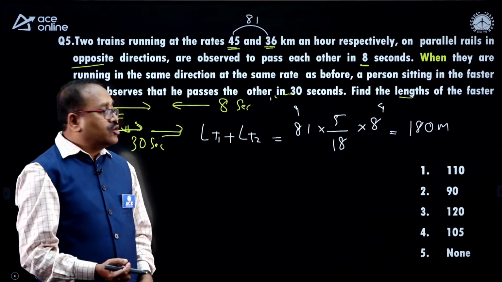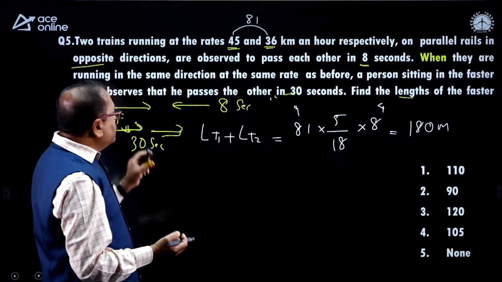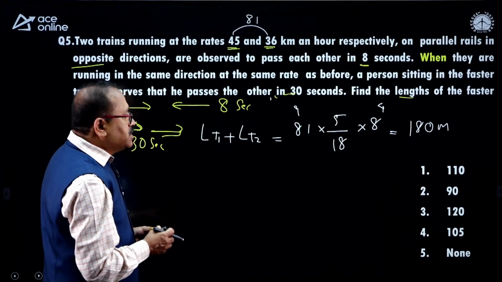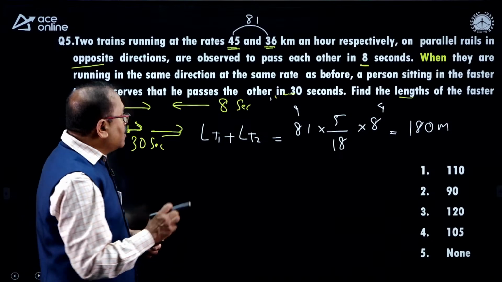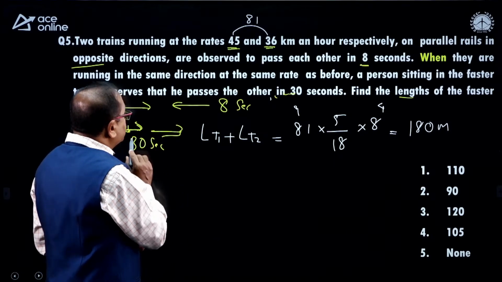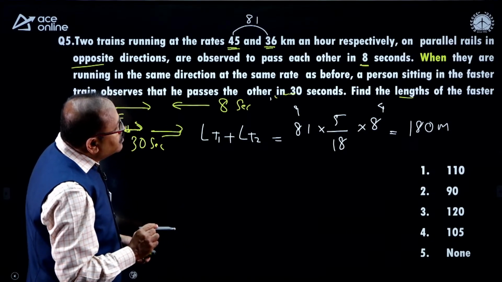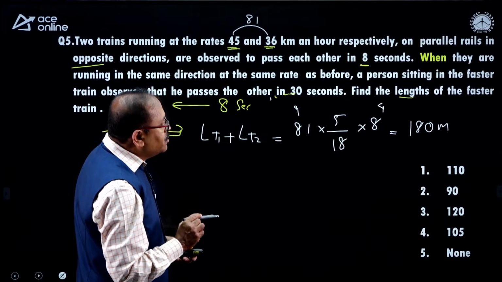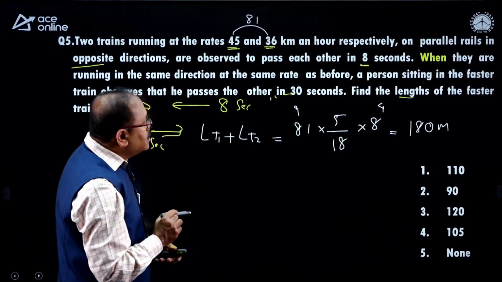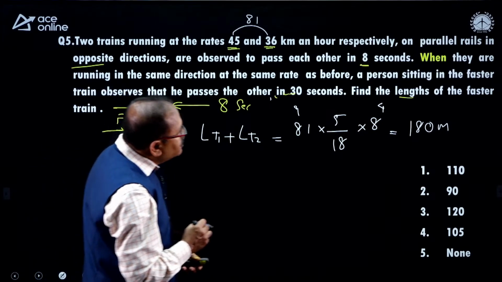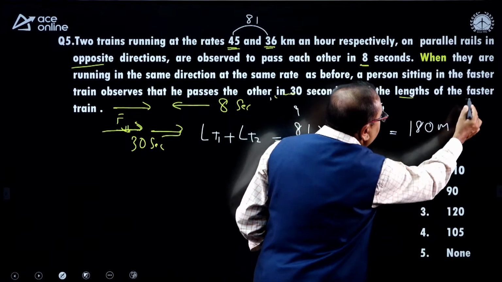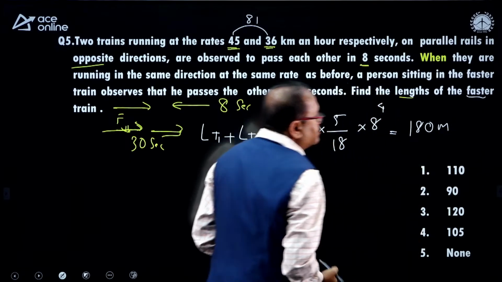Fine? Okay. Now, I do not know the length of the first one, I also do not know the length of the second one. So, how do I find out the length of the faster train? How do I find out the length of the faster train or slower train? Which one is asked? Length of the faster train.